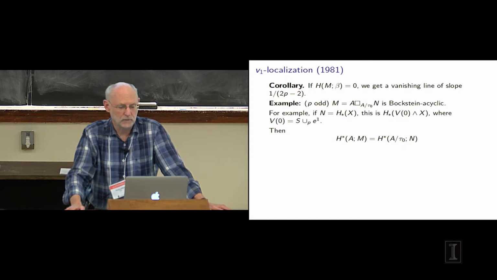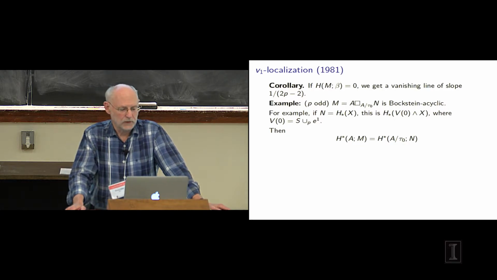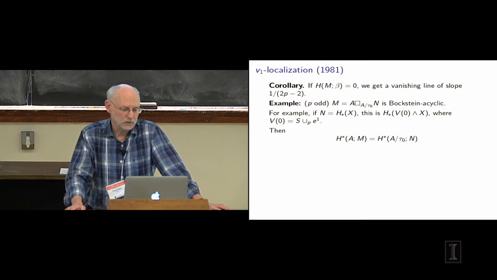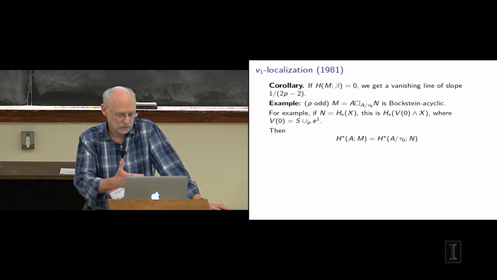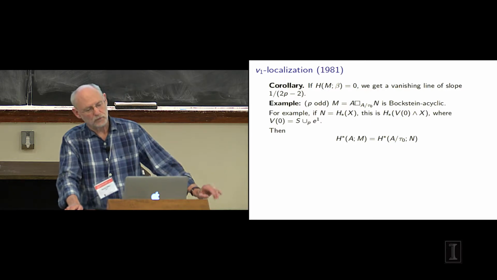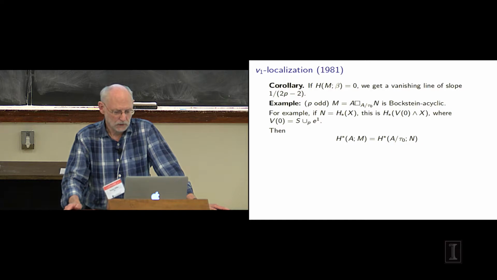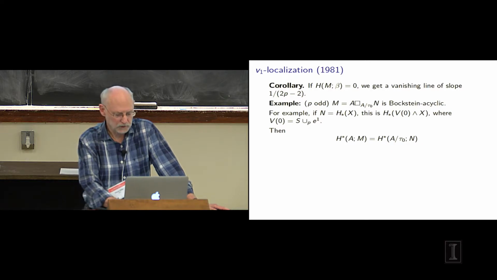And a change of rings theorem shows you that the cohomology of the Steenrod algebra with coefficients in M is isomorphic to the cohomology of the quotient of the Steenrod algebra with coefficients in N. So we should try to understand what happens there.